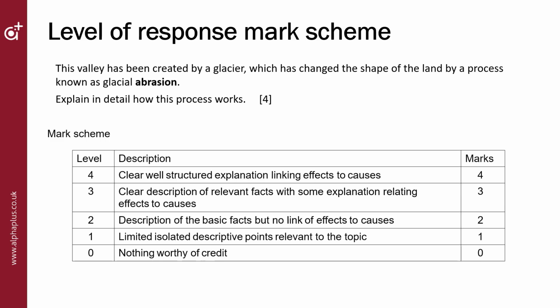Level 1 is for answers which only provide limited descriptive points. There is no explanation. Level 2 is for answers which describe the basic facts, but again there is no explanation linking causes to effects. Level 3 has a clear description with some explanation, and Level 4 has a full explanation.